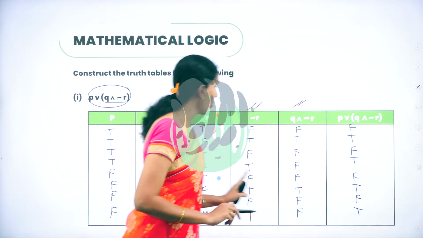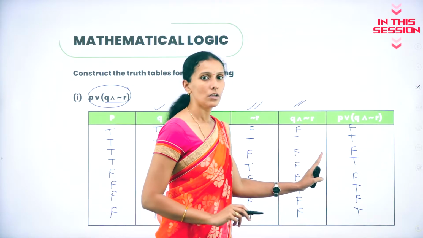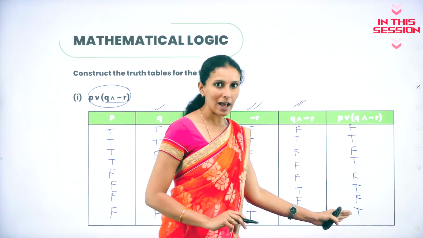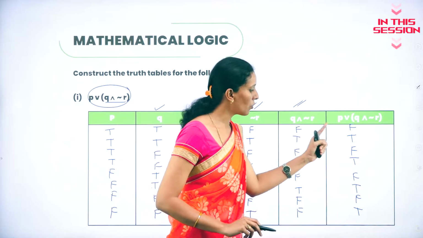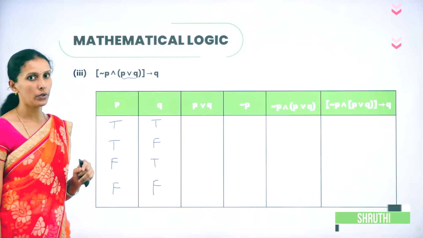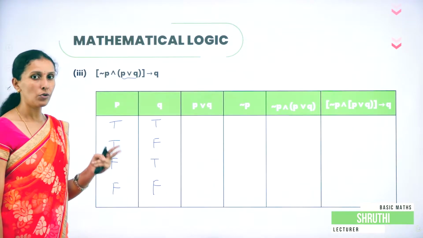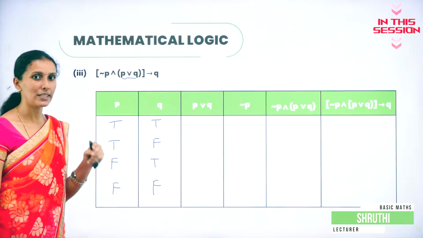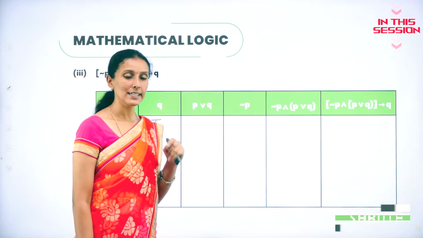The combination of all the truth values. Finally, in the last column, you are getting false, true, false, true, false, true, false, true. So what does P disjunction Q imply? It implies if the two statements are false, then only it is false. In all the other cases, it is true.